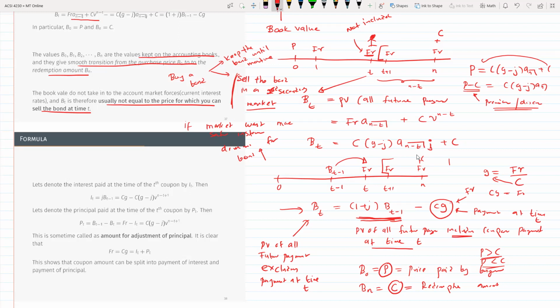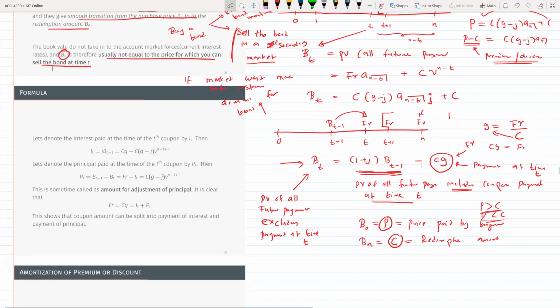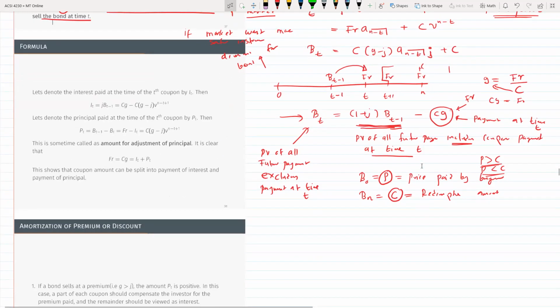So anyway, BT is not the price at which you can sell. Okay? The price you can sell at is decided by the market, not by the book price. The book value is just for accounting purposes. So just keep that in mind.